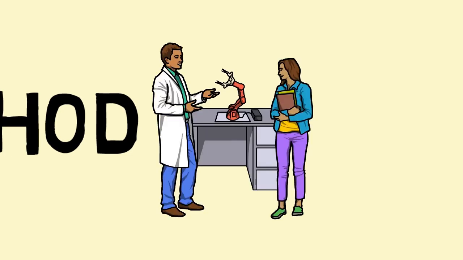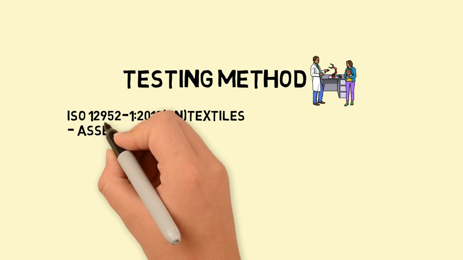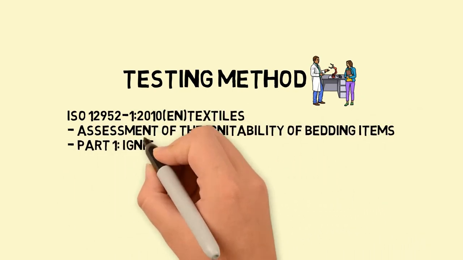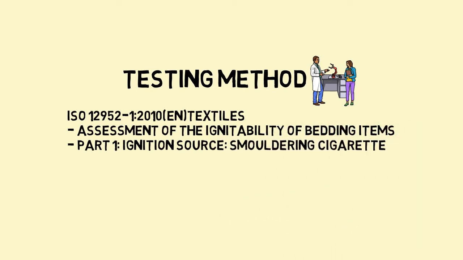Following is the testing method. For the testing method, there is one method that is always used, which is the assessment of ignitability of bedding items. Part 1. Ignition source, the smoldering cigarettes.